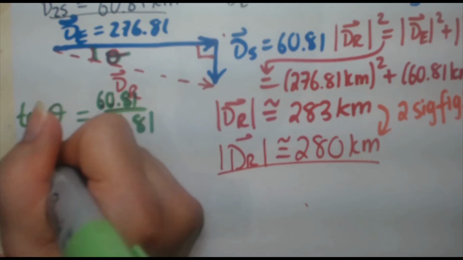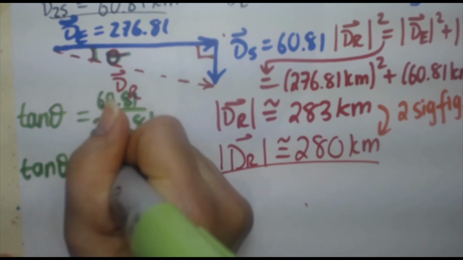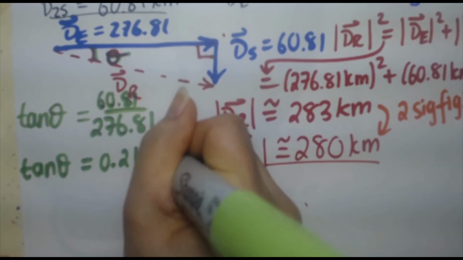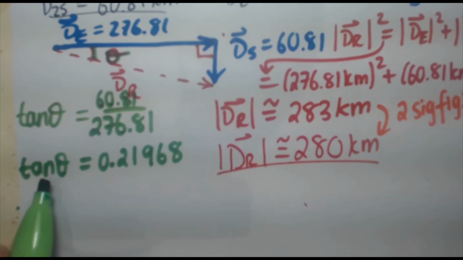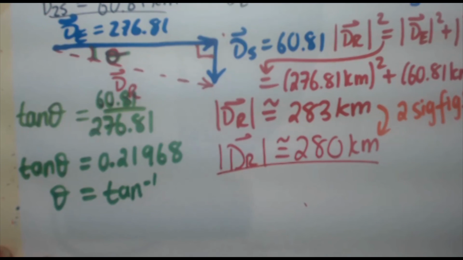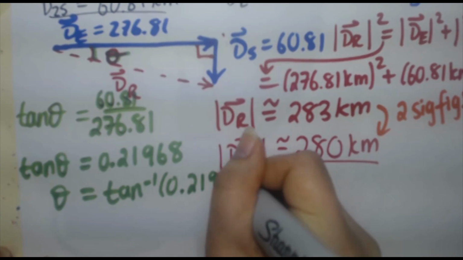When you calculate that out, you're going to get tan theta is equal to 0.21968 approximately. Okay, now in order to get theta by itself, you need to take the inverse tangent of both sides. Remember, you're not multiplying theta by tan. Tan is an operator. So you're applying tan onto theta, so in order to get rid of it, you have to do inverse tangent to both sides. Okay, inverse tangent of tangent gives you 1. Inverse tangent of the right side is going to be inverse tangent of 0.21968.